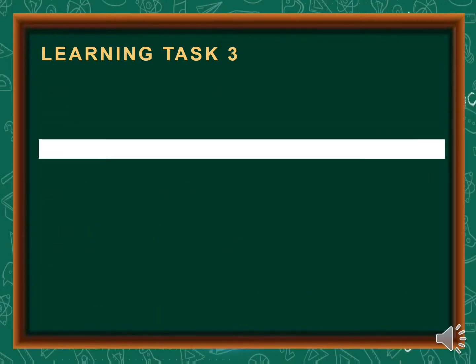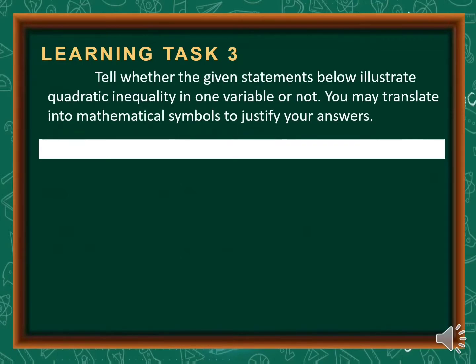On page 25 for your learning task number 3, states that tell whether the given statements below illustrate quadratic inequality in one variable or not. You may translate into mathematical symbols to justify your answers. So, ang given dyan ay in the form of a verbal sentence. No? So, let's try this number 1. 4 more than thrice number is greater than 40.